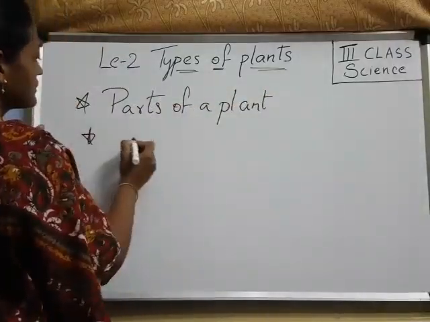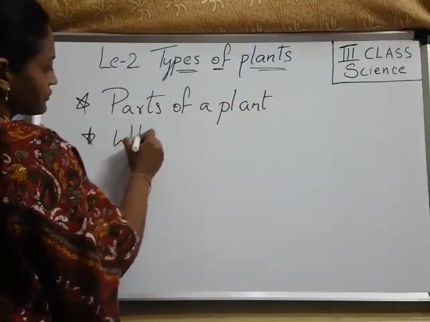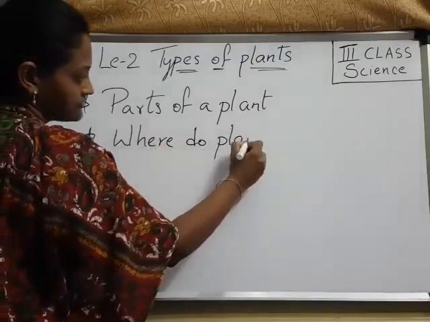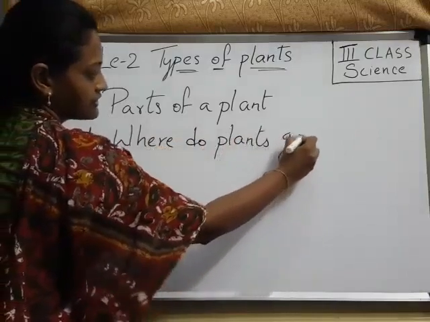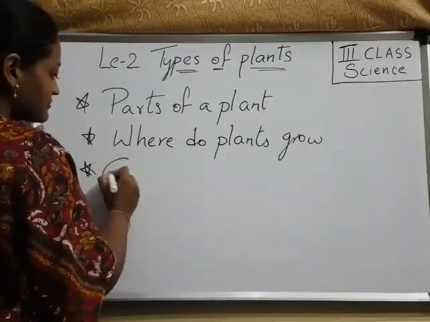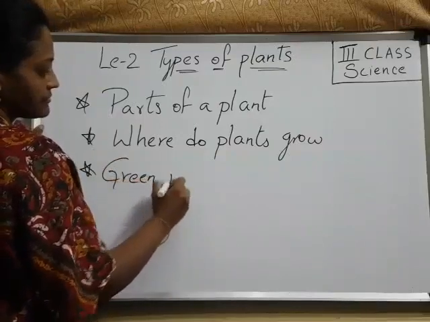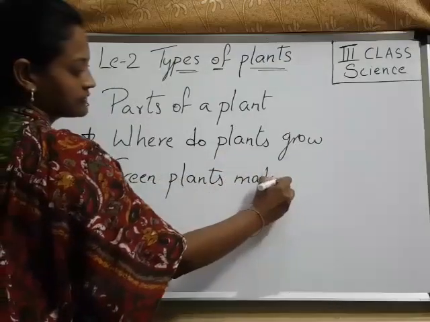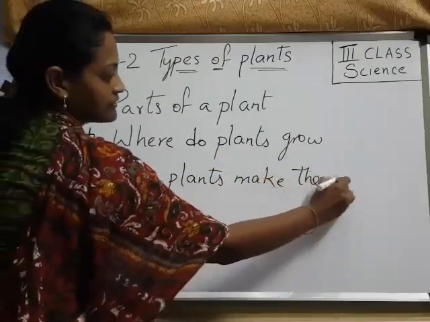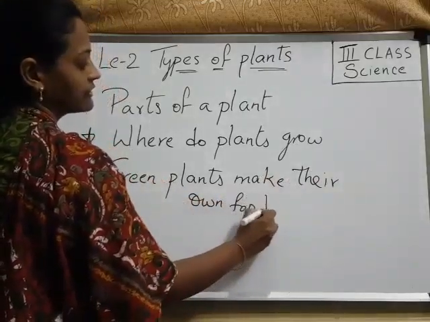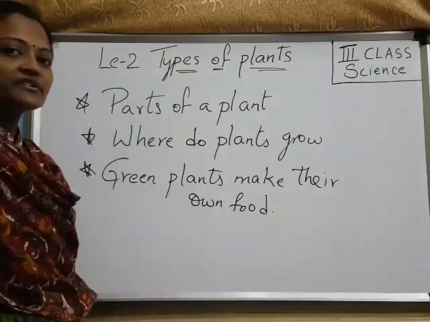And the next one is where plants grow. Where do plants grow? Okay children. The next topic is green plants make their own food. Green plants make their own food. So, these three topics we'll discuss today.